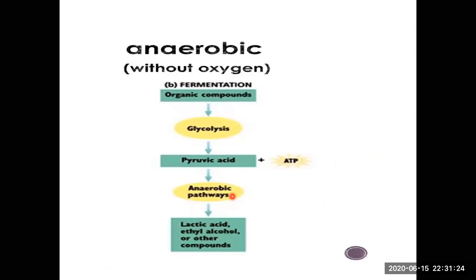Now, the anaerobic pathway will start. Unlike aerobic respiration, in anaerobic respiration, what will happen? No Krebs cycle will take place, no electron transport chain will take place, only simple fermentation or anaerobic process will take place. We will discuss it later.